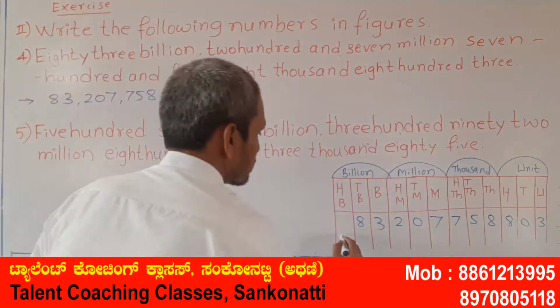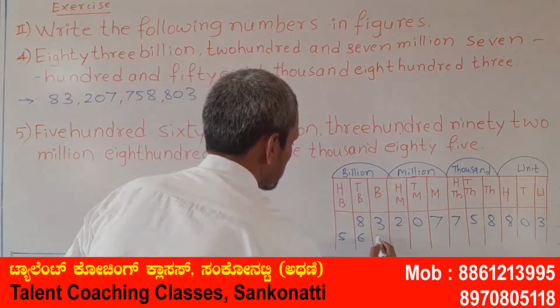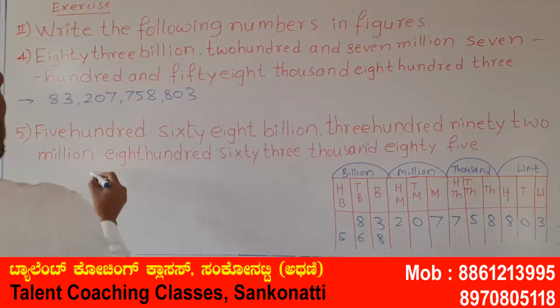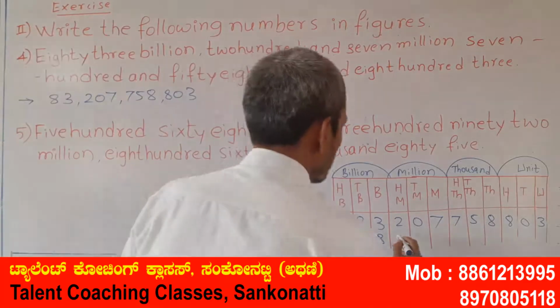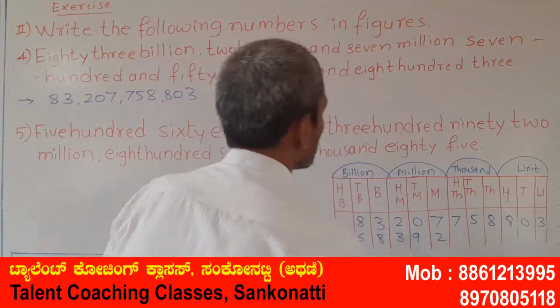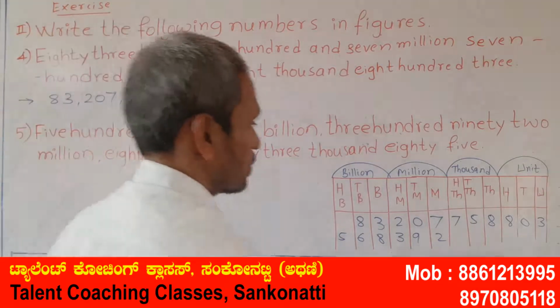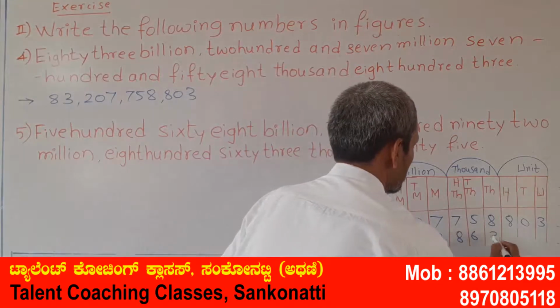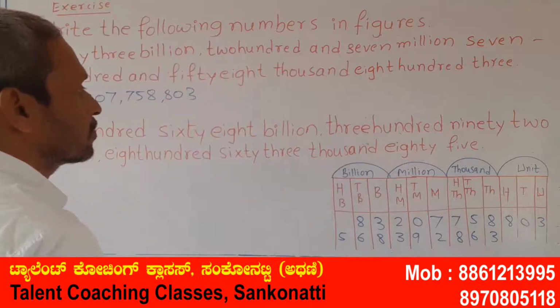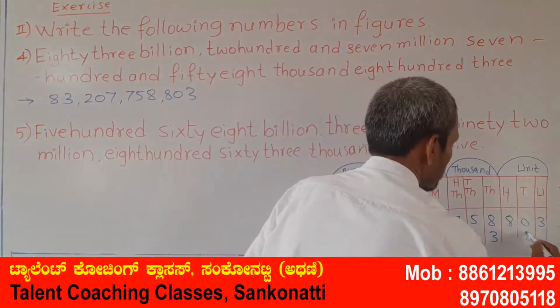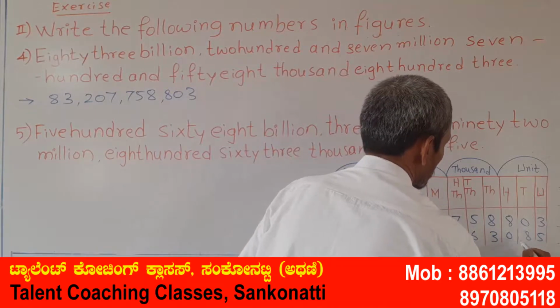568 billion. In the billion group, 568. 392 million. In the million group, 392. 863,000. And in the unit group, 85. Here 0 can be written.